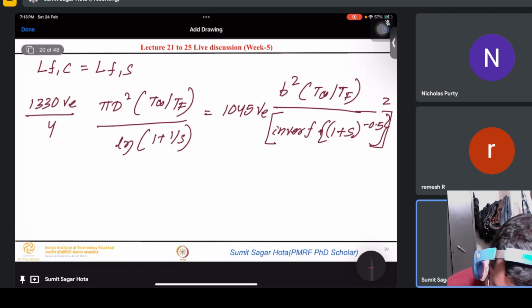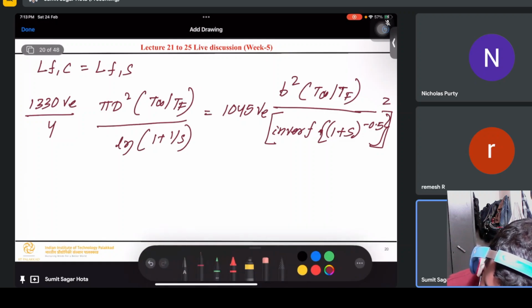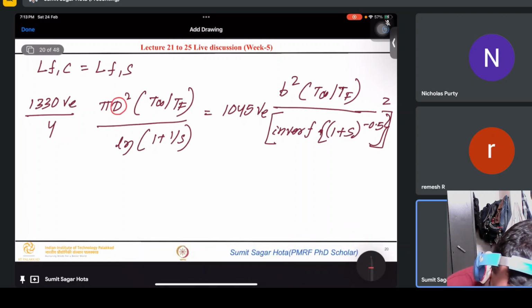So here if you see, D is there, and here B square and B square is there. Just take D and B to the left hand side, and whatever is there just put it in the right hand side and take the square root.